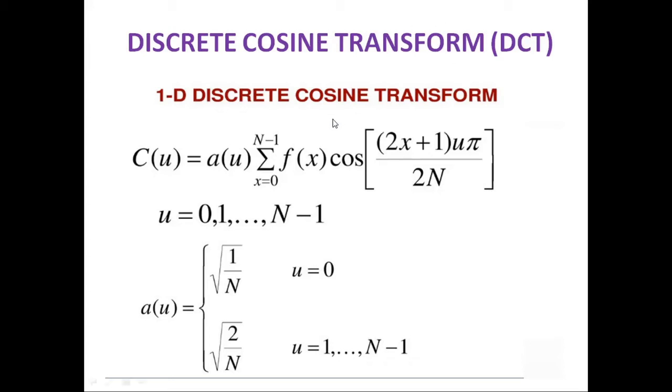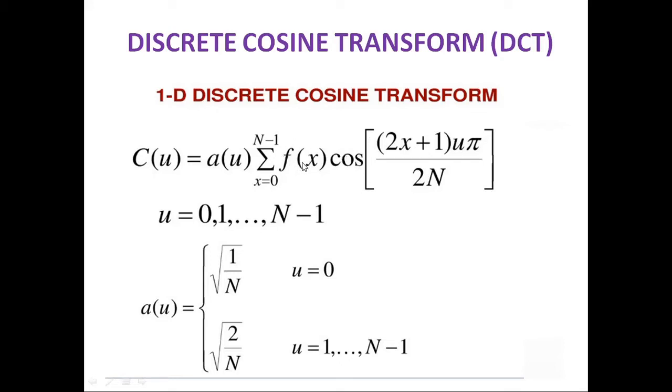Now let us see the mathematical expressions related to DCT. The one-dimensional discrete cosine transform: C of u equals alpha of u, sigma x equals 0 to N minus 1, f of x into cos of (2x plus 1) u pi by 2N. So f of x is a signal of N points, x varying from 0 to N minus 1. This signal is multiplied by a kernel function, also called a basis function or kernel. In DCT, the kernel is a cosine function, so it is a real function.